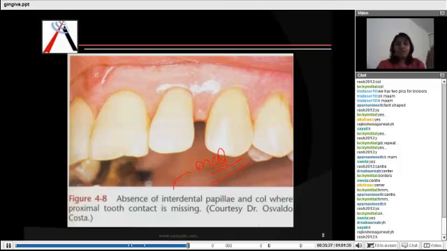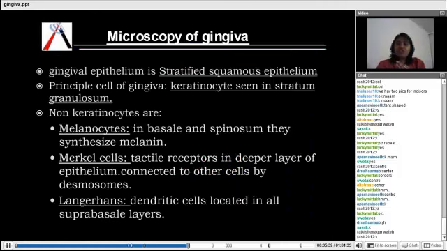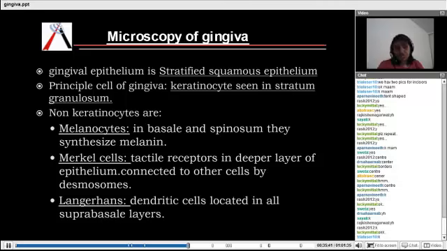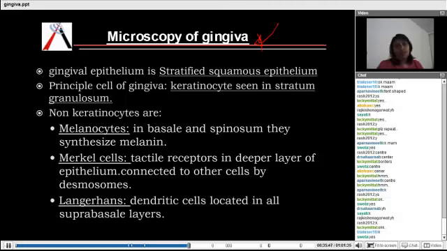Now when we differentiate what cells we find in gingiva, we have two basic classes of cells. One main class is the keratinocytes, and the second main class is non-keratinocytes. So what do we see in gingival epithelium? We see keratinocytes and non-keratinocytes. Keratinocytes are the principal cells which actually make up the epithelium, the epithelial cells you can say. Any cell other than keratinocytes is a non-keratinocyte.